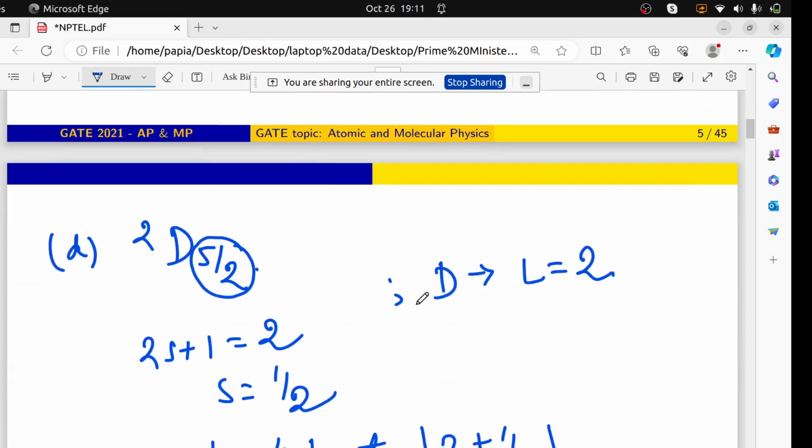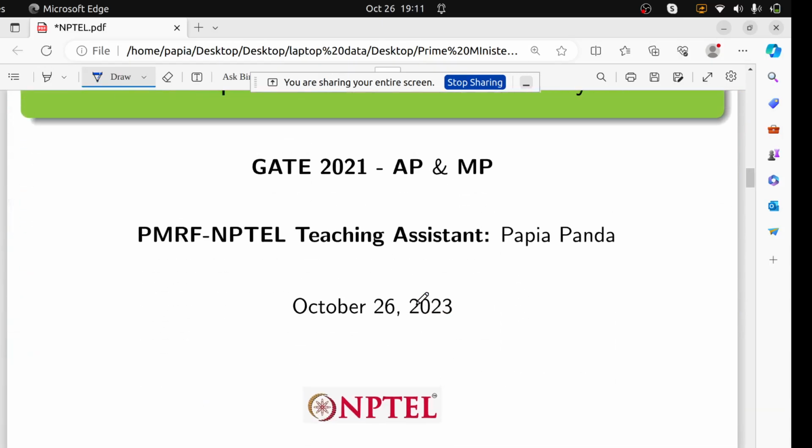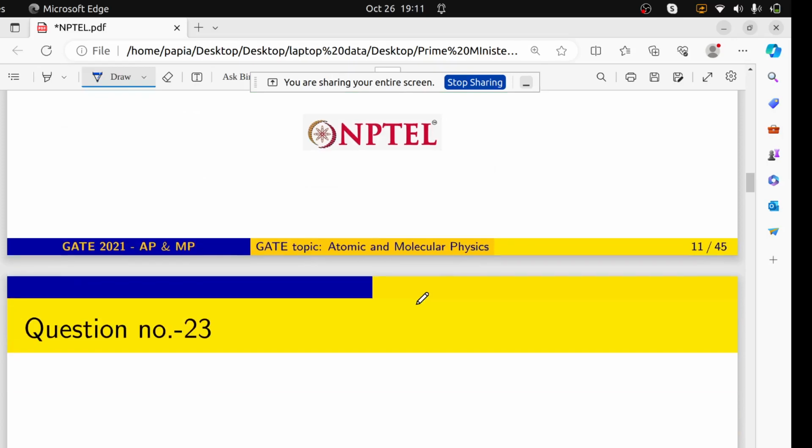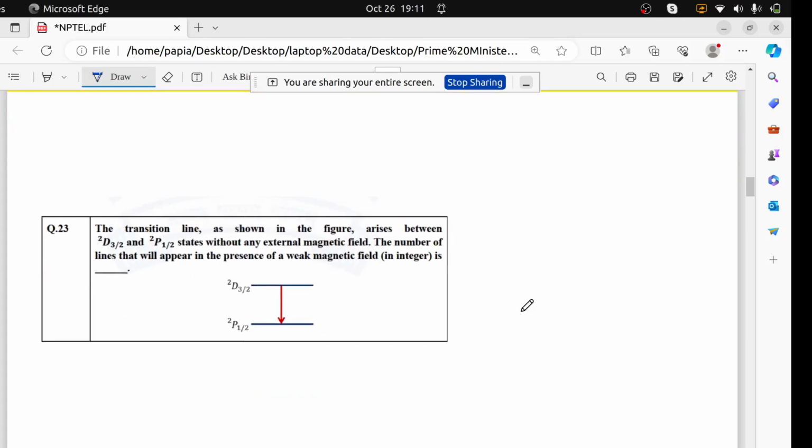Okay, so now we will go to the next question. Yes, so the next question also I have taken from GATE 2021 question paper, and the question number is 23. So what is the question here? The transition line as shown in the figure arises between 2D3/2 and 2P1/2 states without any external magnetic field. The number of lines that will appear in the presence of a weak magnetic field, in integer, is what? So this question is nothing but the Zeeman effect question.